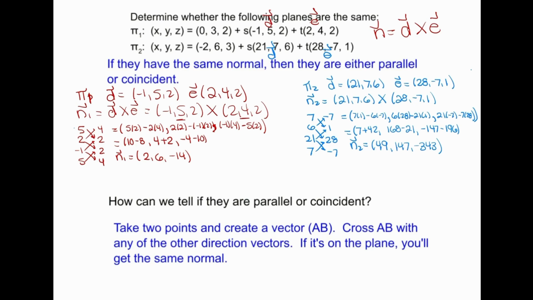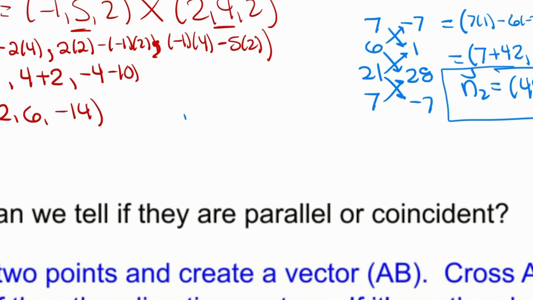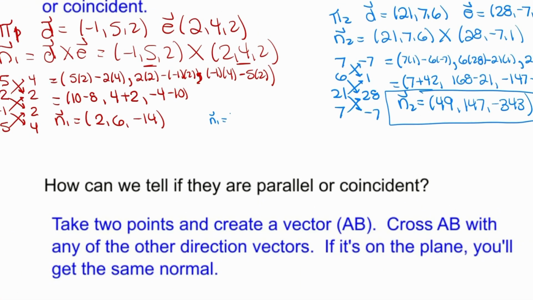I've gone ahead and done the cross product for plane number 2. That was simply my two direction vectors from plane 2, D and E, crossed together to get a normal of 49, 147, -343. Now we need to check to see if n1 is a scalar multiple of n2. Because n2 is bigger, I'm going to change that up a little bit.